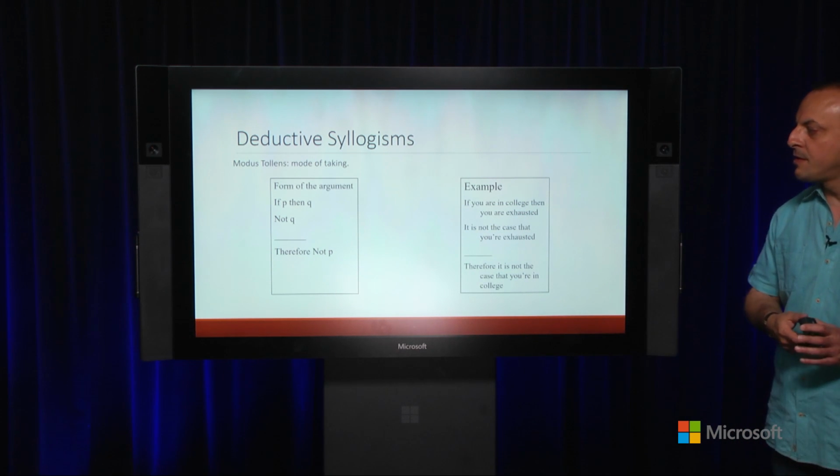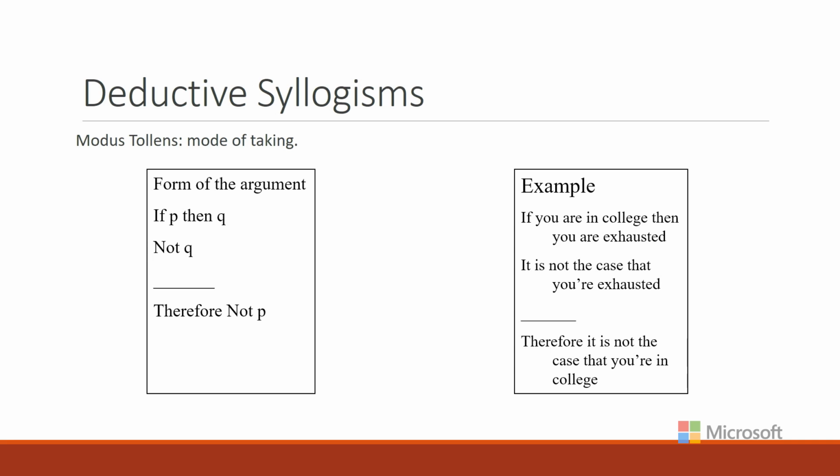All right, here's an example. If you are in college, then you are exhausted. It's not the case that you're exhausted. Therefore, it is not the case that you're in college. Now, you might say, what does that mean? How can we say that it's not the case that you're in college based on the case that you're not exhausted? Because the first premise tells us that it's necessarily true that if you're in college, then you must be exhausted. Since you're not exhausted, it's impossible that you're in college. That's what a deductive argument allows us to do.